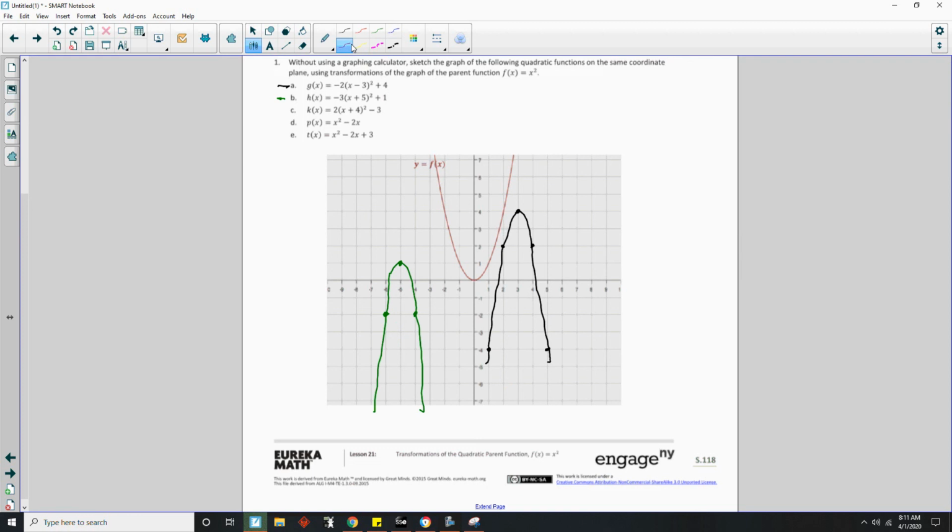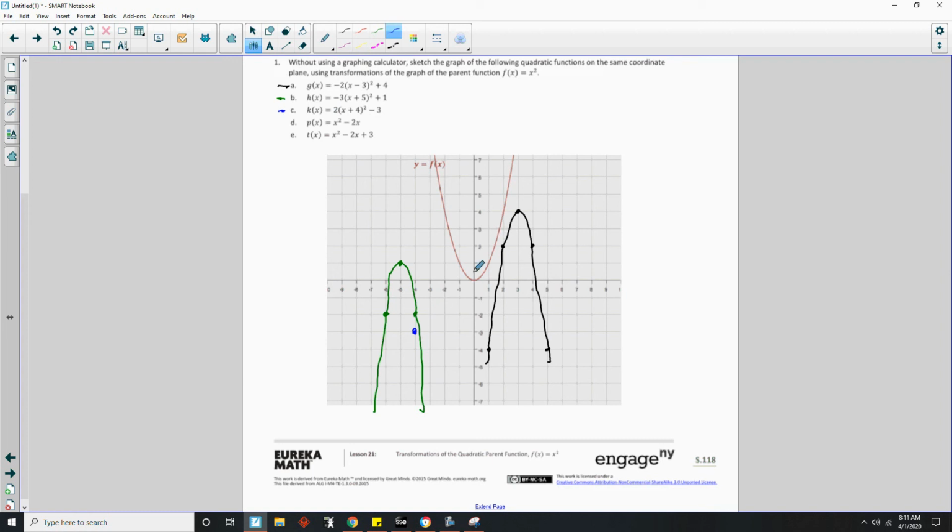So let's move on to blue. And I will do part C. Vertex is negative 4, negative 3. Left 4, down 3 is right here. It's shifted 4 left, down 3. It's positive, so it's opening up, and it's a vertical stretch of 2.